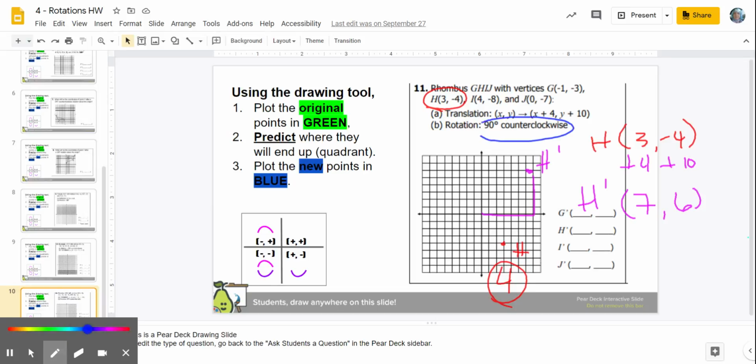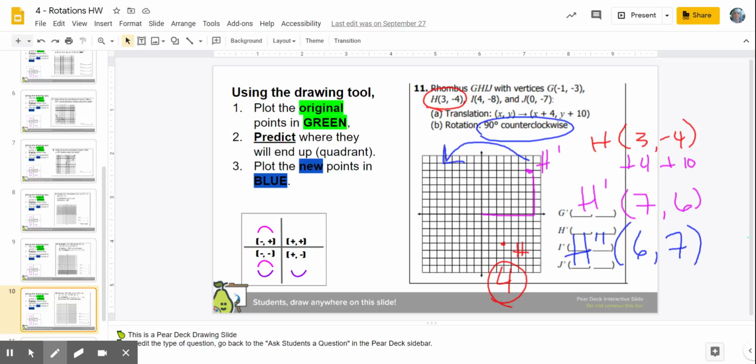Now we need to do one more thing. If that pink H prime is in quadrant 1, where does it land after I move 90 degrees counterclockwise? Remember, counterclockwise is left. What quadrant does it land in? 1, 2, 3, or 4? Quadrant 2. I love it. So quadrant 2, I've rotated one quadrant. That means I've got to do what to my ordered pairs? Flip it. So H double prime is going to be 6, 7.